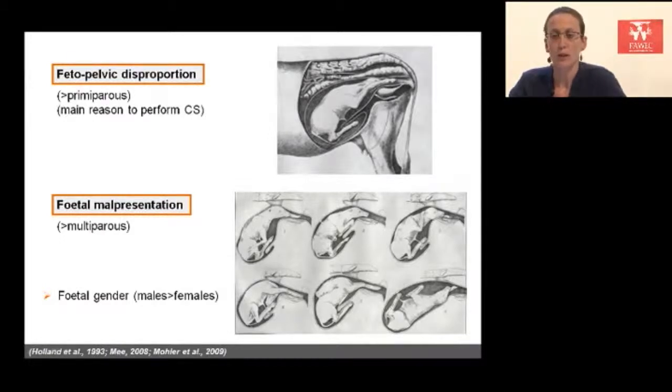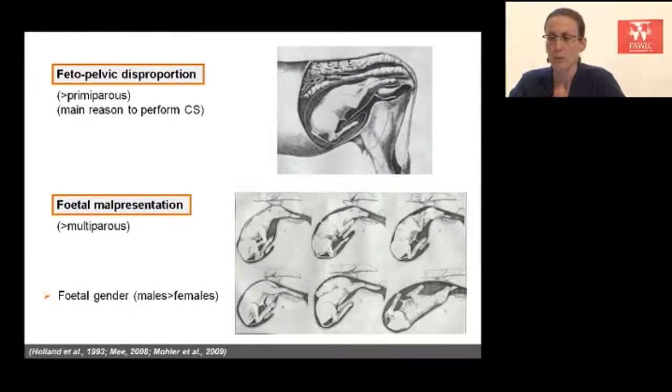One factor is the fetopelvic disproportion. This fetopelvic disproportion is higher in primiparous than multiparous ones, and it is also the main cause for which veterinarians perform a cesarean section. And the second factor is the fetal malpresentation. In this case, it is higher in multiparous than primiparous ones.